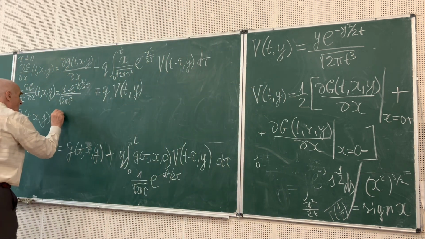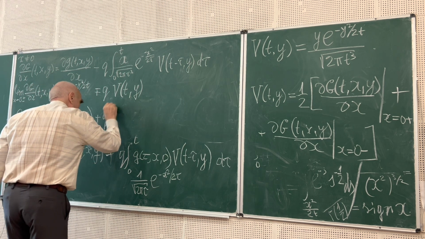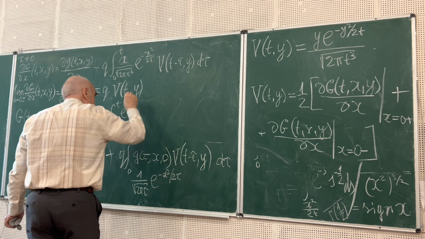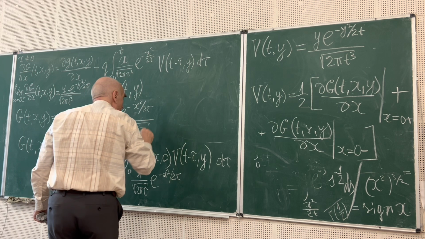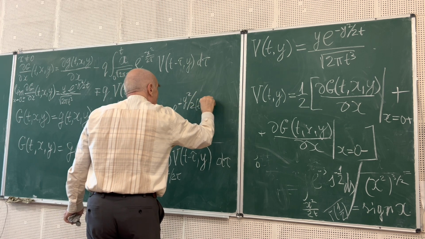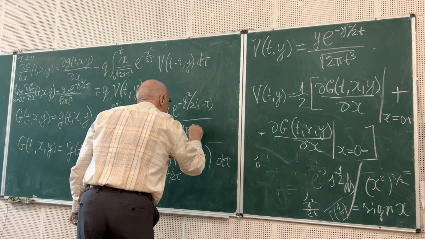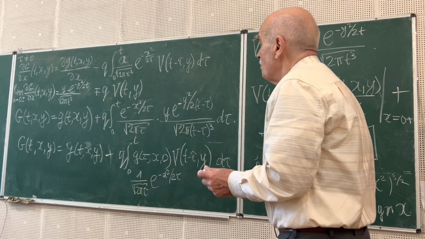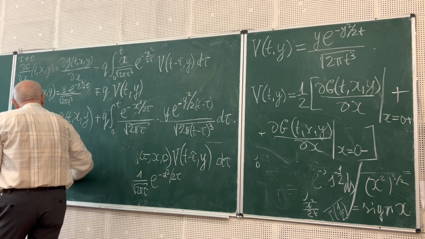Okay, so we have the following integral from 0 to t. Let us write down here e to the power minus x squared over 2 tau over square root of 2 pi tau, and here y e to the power minus y squared over 2(t minus tau) over square root of 2 pi (t minus tau) cubed, d tau. And now we calculate this integral. It can be calculated in an explicit form.